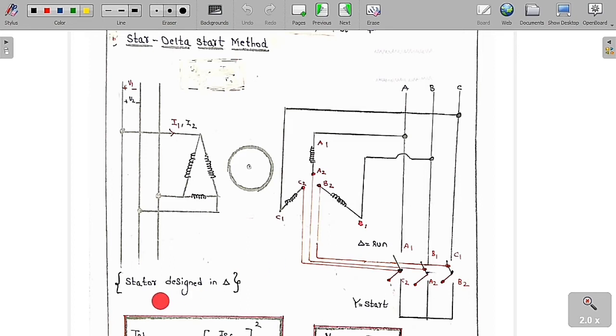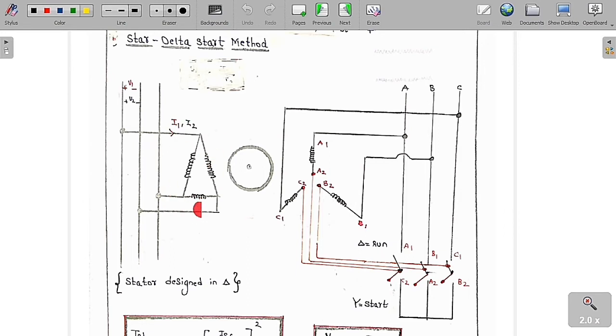Listen, the stator is always designed in the delta connection, whereas the rotor is designed as star for the starting condition and delta for the running condition with the help of these switches. With the help of these switches, at the starting we can connect in the star mode, and while running we can convert this into delta mode. So this is called the star delta start method.